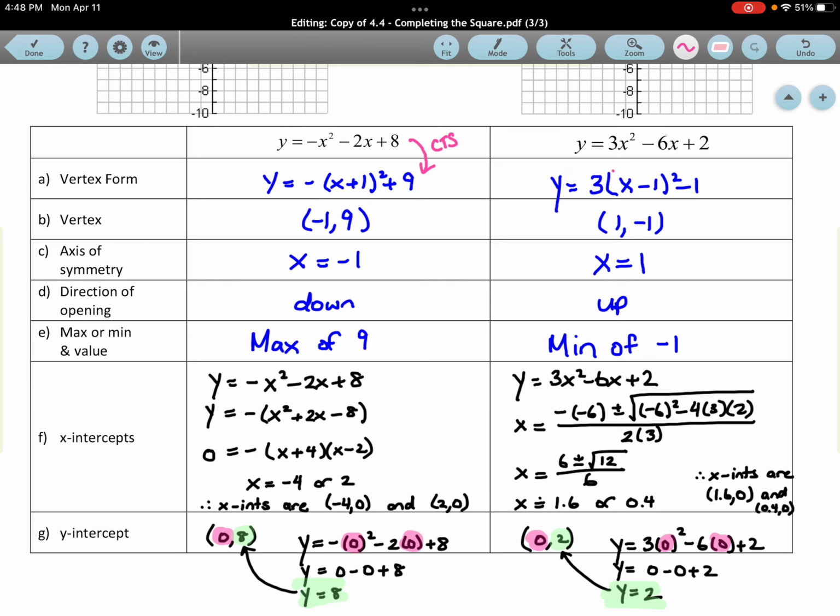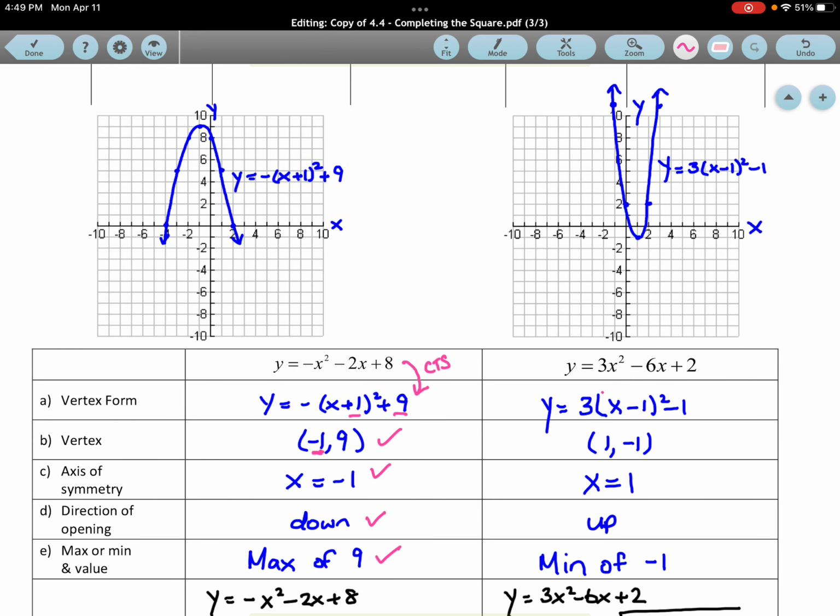Once it's there, I should be able to see the vertex very easily. All right, and if it's in vertex form, I can also see that this right here is the axis of symmetry, and we always started with x equals and then that number. Because I already graphed it, I can tell that it is opening down, but I can also tell because the a value is negative, which means there's a reflection. From the graph above, I can also tell that it is a max. All right, so let's take a look. Yeah, it's a maximum, and the height is going to be at 9. So it's going to be a max of 9.